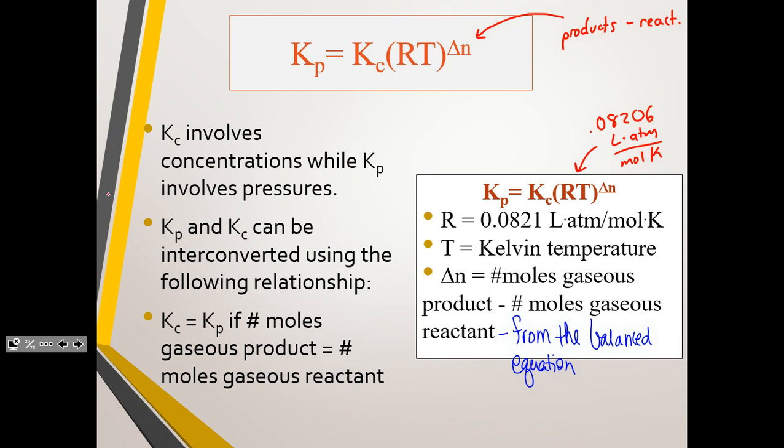Kp and Kc can be interconverted using this relationship. Sometimes Kc and Kp can be equal, if and only if the number of moles of gaseous product is equivalent to the moles of gaseous reactant. In that case, the change in n would be 0, and anything to the 0 power goes to 1.